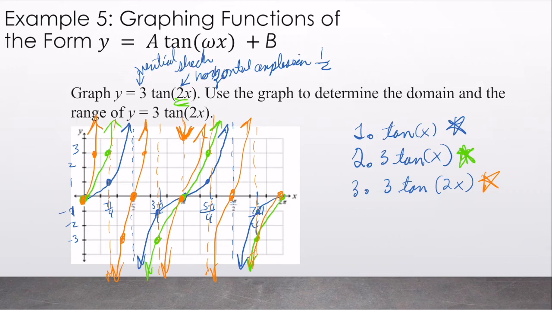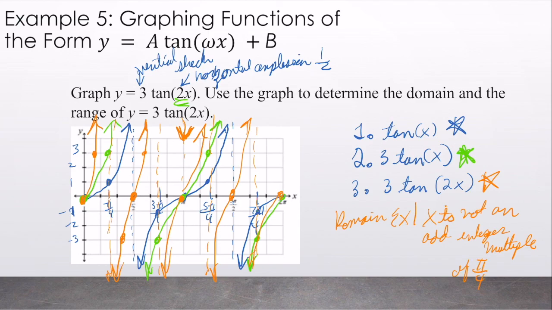Okay, so my domain is all values of x such that x is not an odd integer multiple of, in this case, pi over 4. This is where my asymptotes are occurring, and our range is all real numbers.